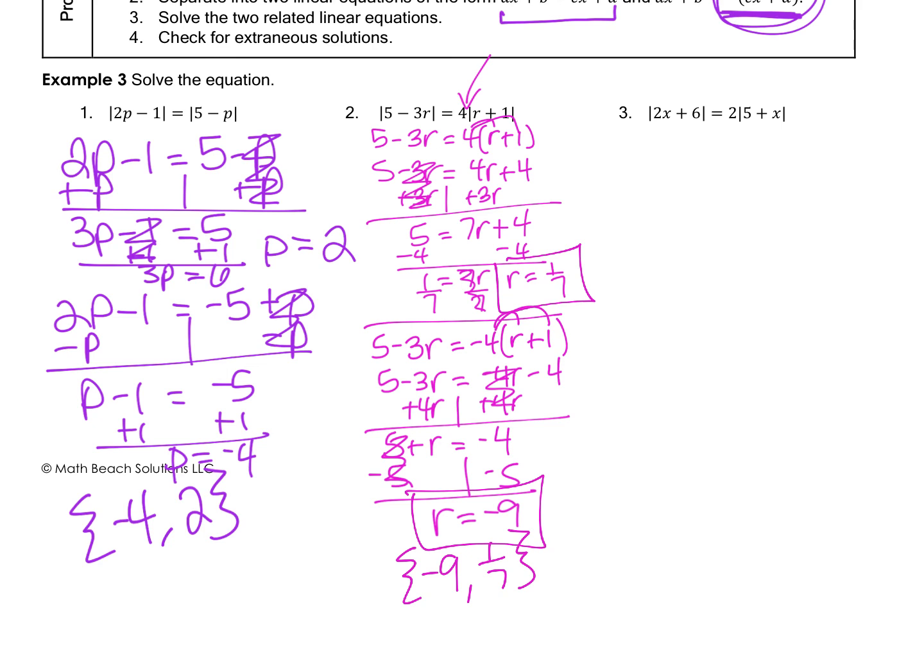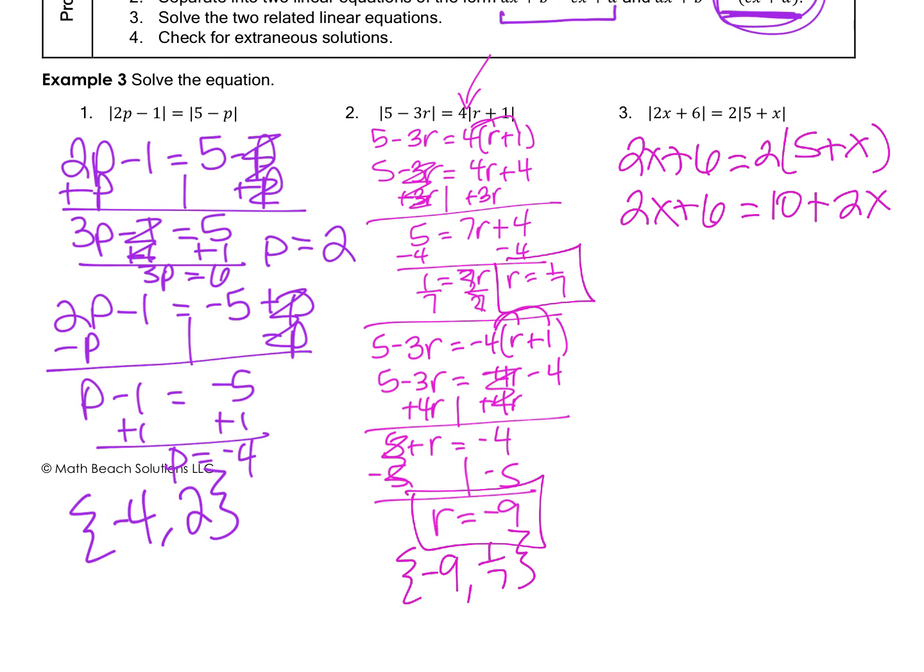Okay, so hopefully you paused it and you're working on it on your own. So you would set up 2x plus 6 equals 2 times 5 plus x. When you distribute, you get 10 plus 2x. And then we need to get x on one side, so I'm subtracting 2x. So notice here that our x's completely cancel out. And it says 6 equals 10. That is not possible. 6 does not equal 10. So that means we do not have a solution for that one.